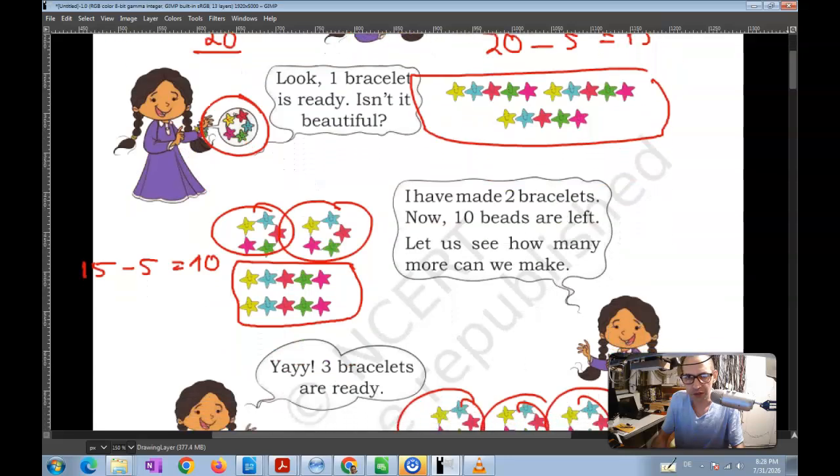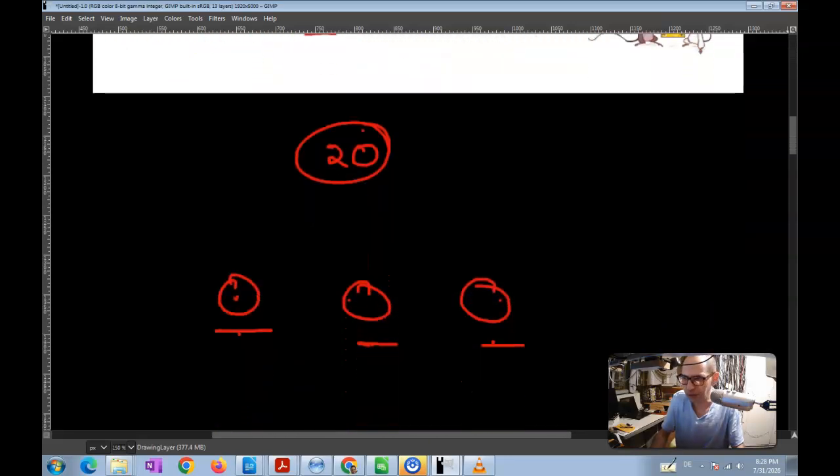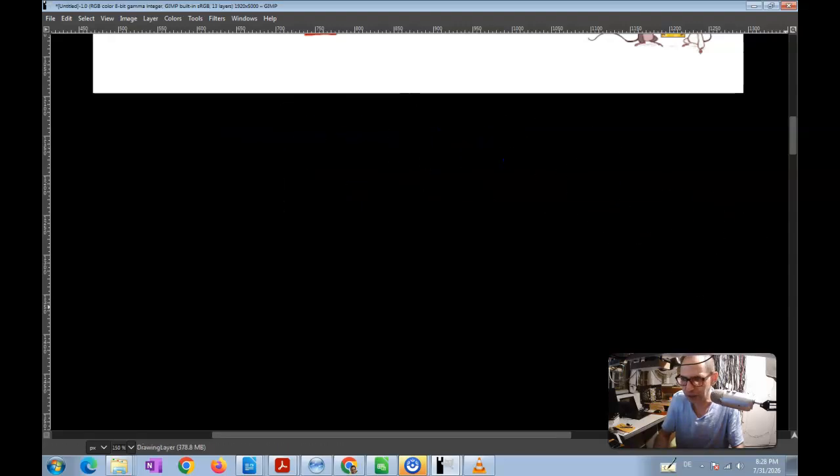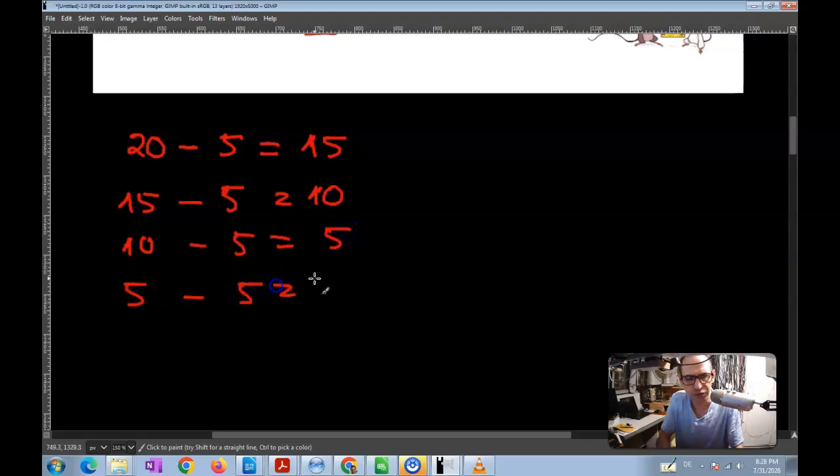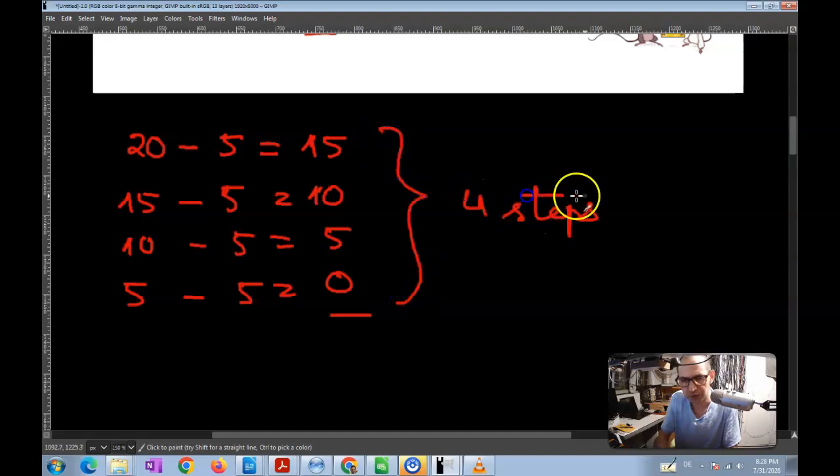So if I write down the operation related to this example, we had 20 objects there, and we took away 5 of them, and then we were left with 15 objects. Then from the 15 objects again we took away 5 of them, and we were left with 10. From the 10 we took away 5 of them and we were left with 5, and from 5 if you take away 5 we are left with 0, which means this is the end of the operation. And we went through 4 steps over here, right?